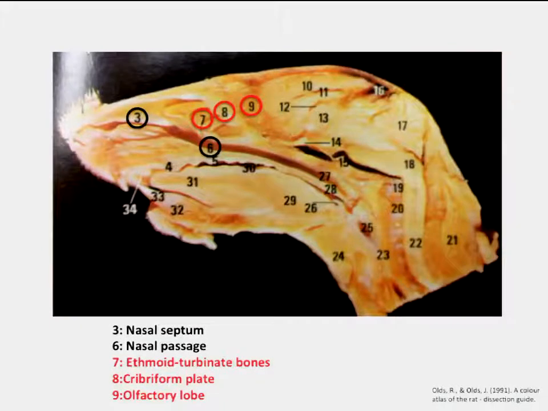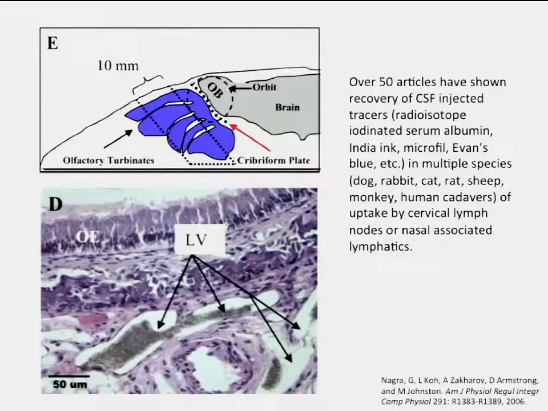And so here's what we're talking about. Here's the nasal septum. Here's the nasal passages. This is the olfactory lobe. Here's the cribriform plate right there. And then right there are the ethmoid turbinate bones that have the nasal mucosa that have this extremely extensive lymphatic plexus that I'll show you in just a second.